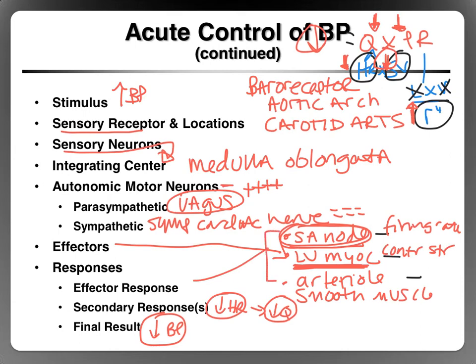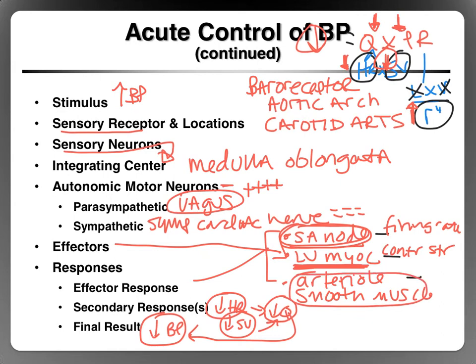If you reduce contraction strength, you reduce stroke volume. If you reduce stroke volume, you reduce cardiac output. And if you reduce cardiac output, you reduce blood pressure. So two different effectors are working on the same response. Now let's look at the third effector, the arterial smooth muscle.